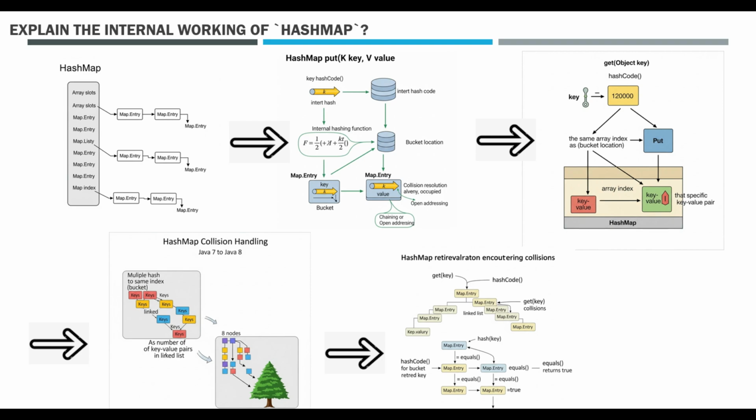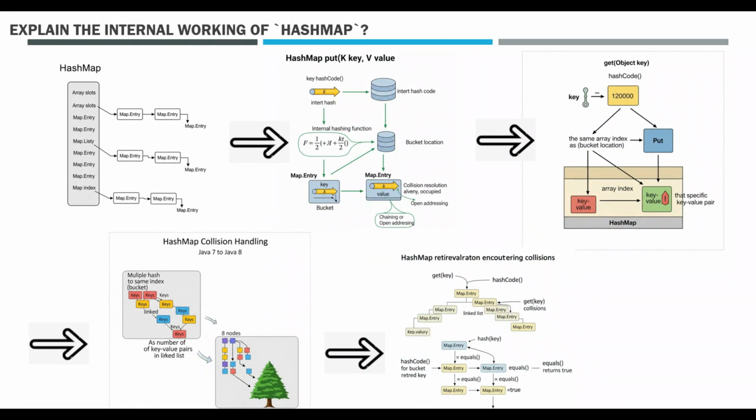Now comes the retrieval process when we have a collision. When you're trying to get an element at the calculated index, it is going to iterate over the linked list there. Each entry object uses the equals method provided by the key to compare it with the key stored in the entry object. When the equals method returns true, the corresponding value of that entry object is returned. This is why both hashCode and equals play an important role and must be properly overridden for custom objects used as keys in the hash map.